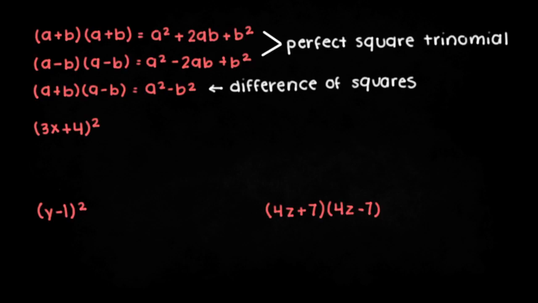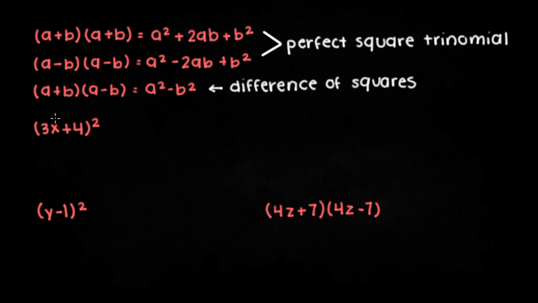The first two cases are the perfect square trinomials when you are multiplying a binomial by itself. So when we have an equation in the form (a plus b) times (a plus b), we can use the shortcut a squared plus 2ab plus b squared. And the same occurs for (a minus b) times (a minus b), where we get a squared minus 2ab plus b squared. The last case is called the difference of squares, where we have a sum (a plus b) times the difference (a minus b), and that shortcut would be a squared minus b squared.